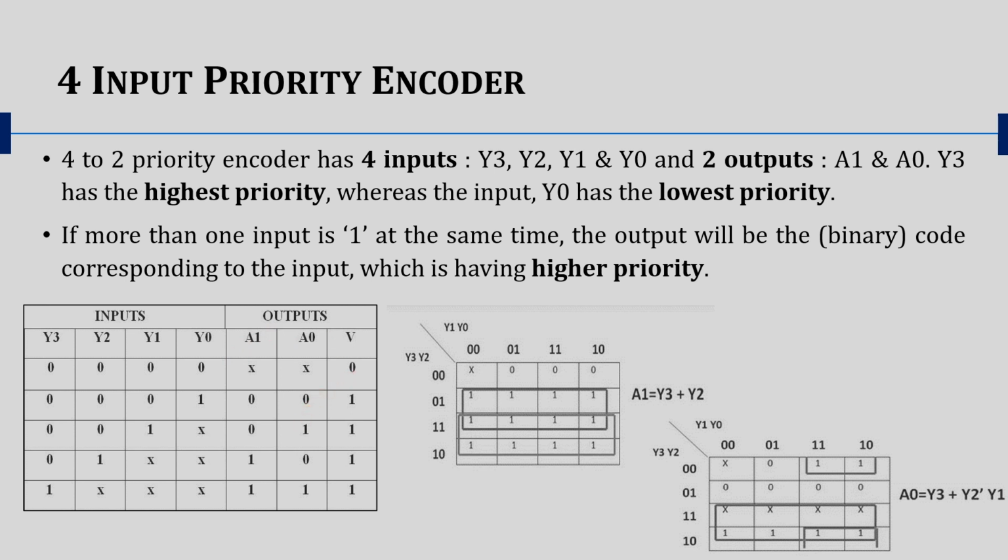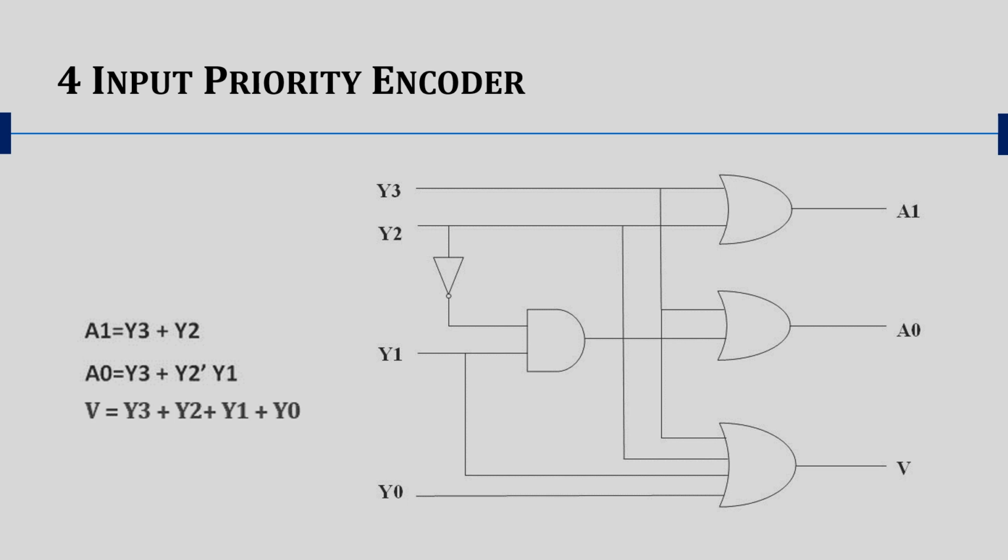Now let's draw the corresponding logic diagram. The logic diagram can be drawn with the help of three OR gates. The first OR gate represents the output line A1: Y3 plus Y2. The second OR gate represents the output A0: Y3 plus Y2 complement into Y1. The third OR gate represents the V value: Y3 plus Y2 plus Y1 plus Y0. So this is the 4-input priority encoder logic circuit.